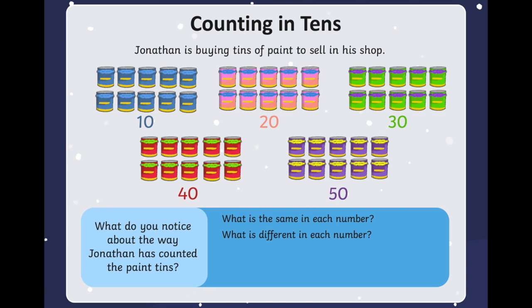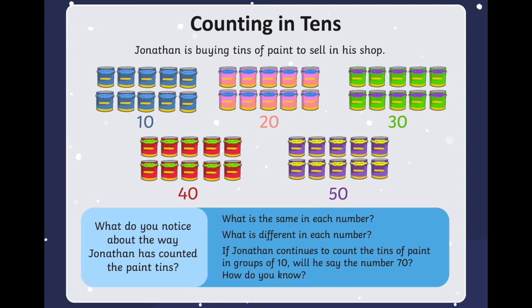What is different in each number? Okay, let's look. Here is 1 ten, 10, 2 tens, 20, 3 tens is 30, 4 tens is 40, 5 tens is 50. So the first digit in each number is changing. Okay? The tens place is changing and the ones are staying the same.